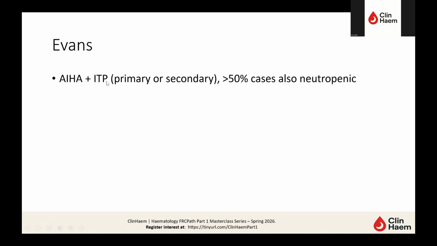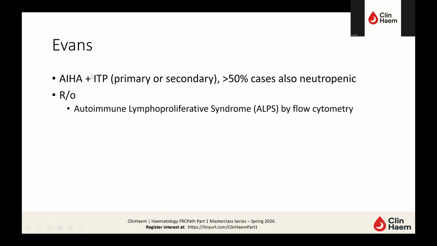So AIHA plus ITP is Evans, and it can be primary without any known cause or secondary to anything like SLE or cancer, etc. But actually, 50% or more are also neutropenic. You especially want to rule out autoimmune lymphoproliferative syndrome, as I've said previously, with flow cytometry checking peripheral T cells. And in this case, you would see T cells which lack CD4 or CD8, as I've mentioned. So the T cells would be lacking both of them. Normally, T cells are supposed to have CD4 or CD8 on them.